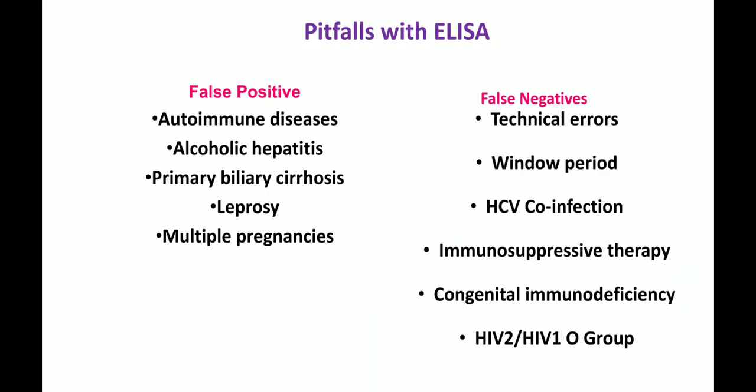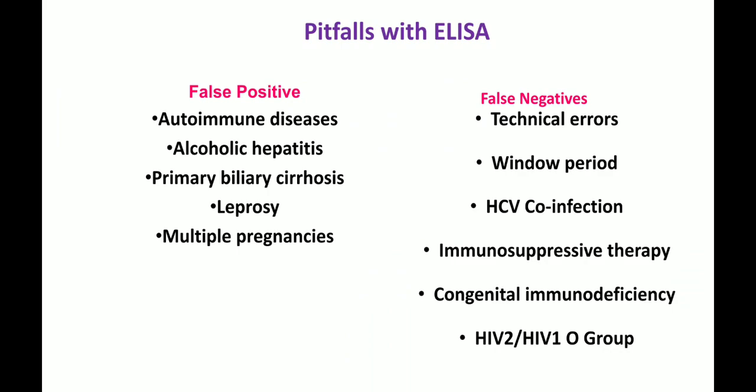Now there are certain pitfalls with ELISA testing. Sometimes you get false positive reactions in autoimmune diseases, alcoholic hepatitis, primary biliary cirrhosis, leprosy, and multiple pregnancy. There can be false negative results when there are, as I told you, technical errors, or when the patient is in the window period.